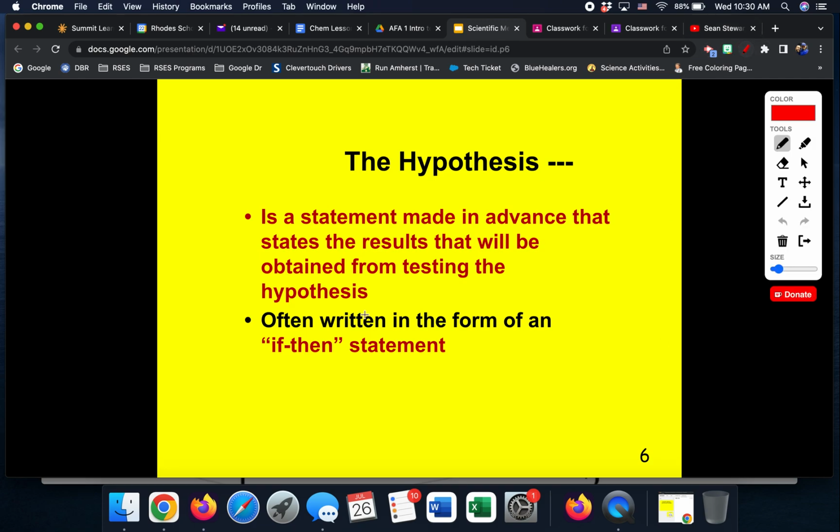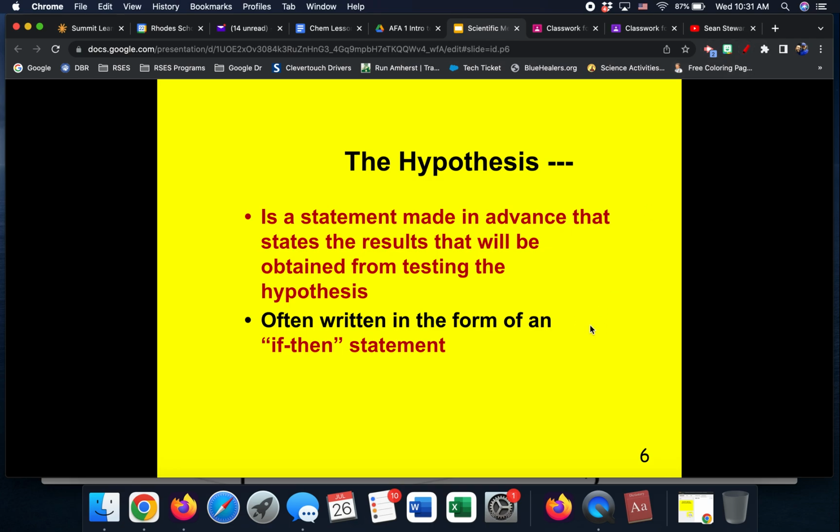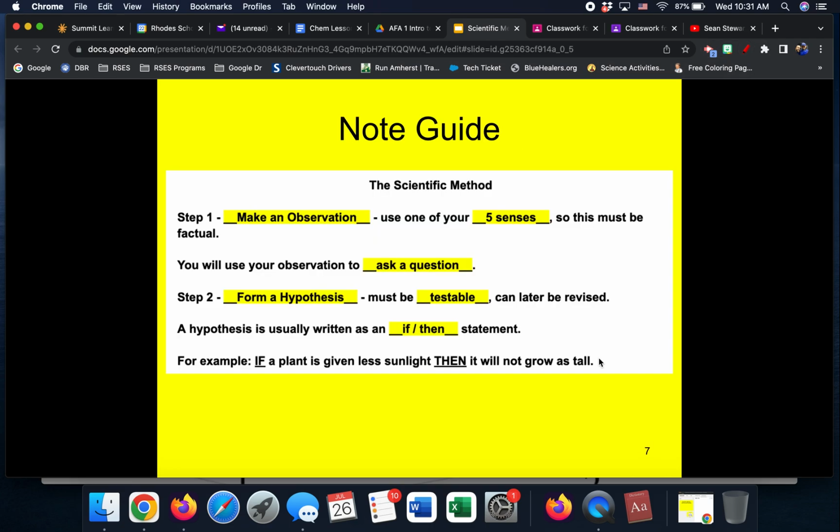A good hypothesis will be written in this form, and we will practice this if-then statement. For instance, if the height an object drops from is raised, then it will fall faster or slower or won't affect it. Any of those would be hypotheses that follow that if-then. So if one thing happens, then another will happen as a result. Go ahead and pause this while you put this into your notes.